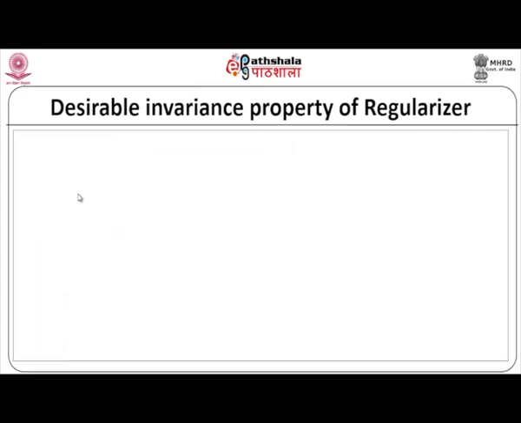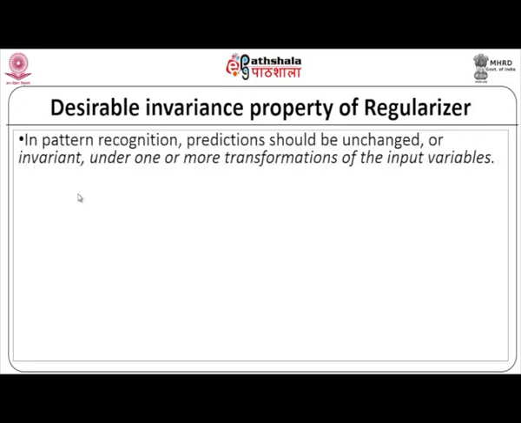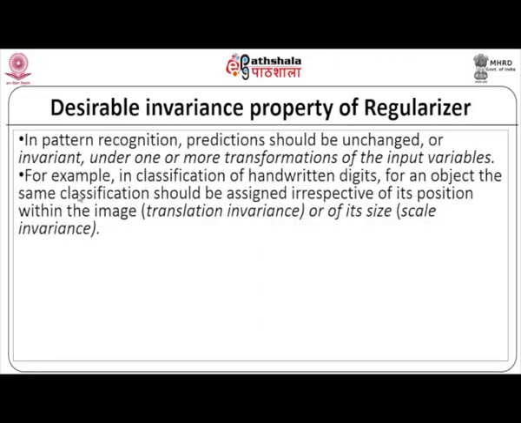There is a desirable invariance property associated with the regularizer. In pattern recognition, prediction should be unchanged, or invariant, under one or more transformations of the input variables. For example, in the classification of handwritten digits or an object, the classification should be assigned irrespective of its position within the image, which is translation invariance, or the size of the image, which is scale invariance. The classification should not be affected by the position or the size of the object.